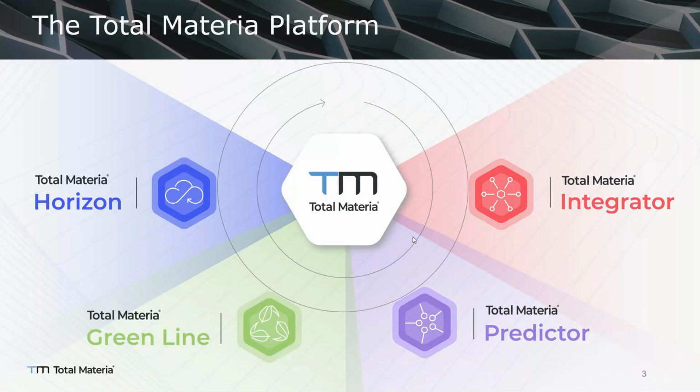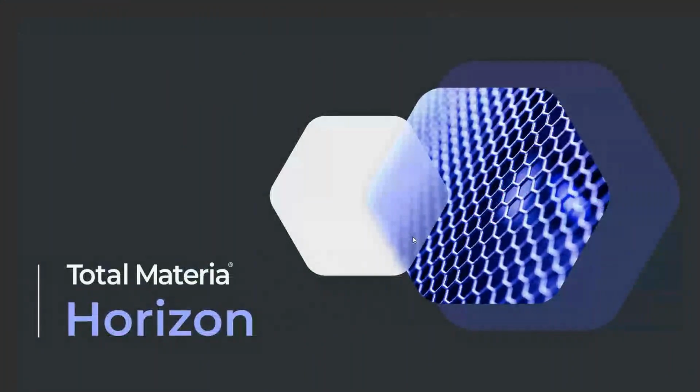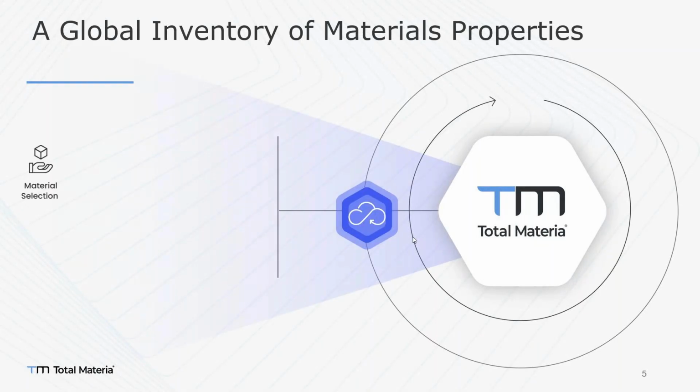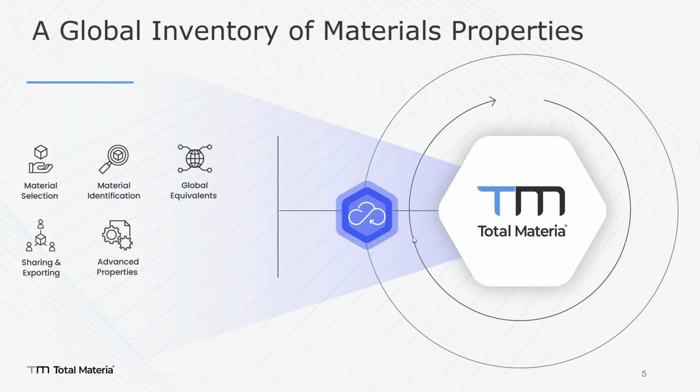And today we're going to walk you through Tool Materia Horizon, where you'll be able to do a better material selection and material identification, just to help you access everything and to help you navigate over these materials to help you make smarter and better material selections, access global equivalents, as well as share and export all the complex material data within your organization, access advanced properties for more advanced modeling, calculations, and simulations, just for you to achieve the highest level of accuracy in your projects. And reference all the data.